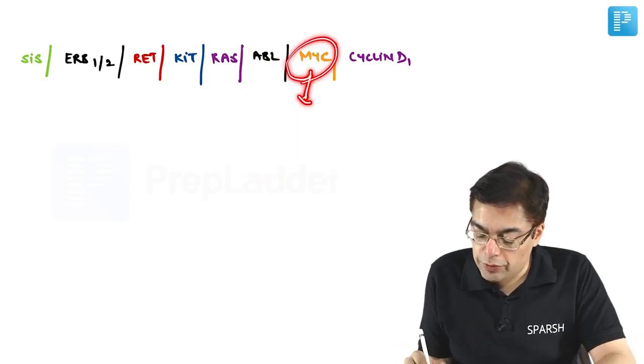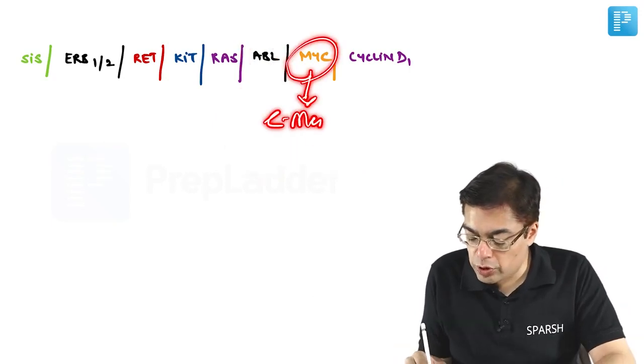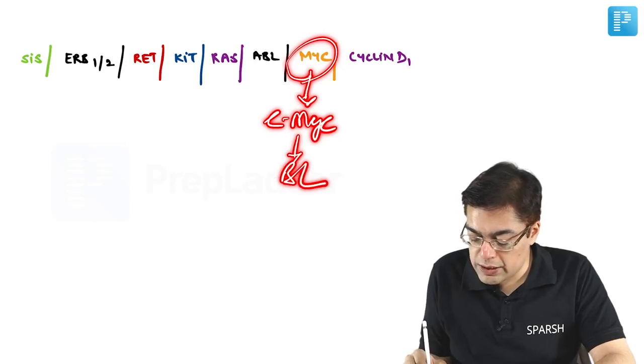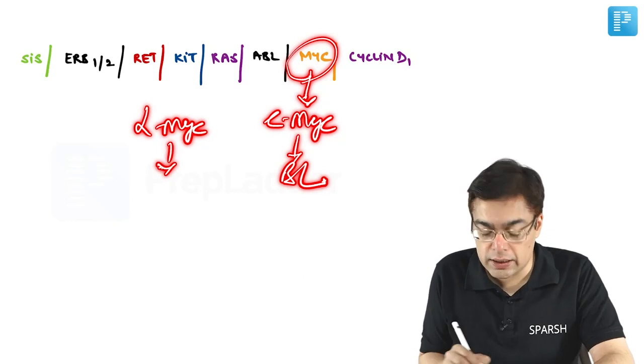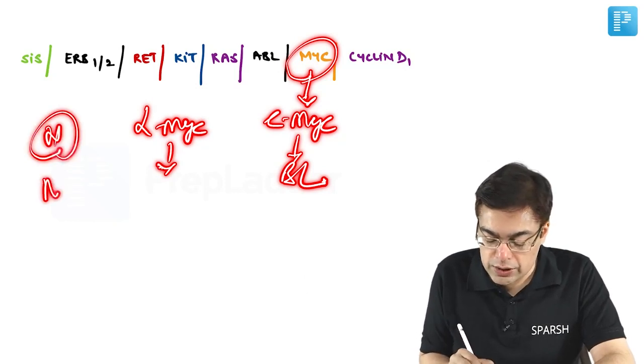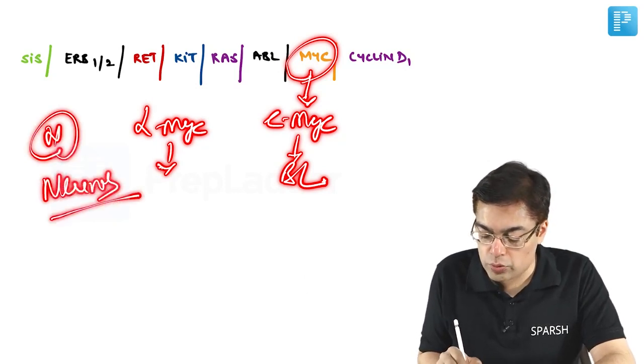Talking about the MYC gene, we need to be familiar with the fact that it is the c-MYC gene which is associated with the development of Burkitt's lymphoma. As and when we are talking about the L-MYC gene, this is associated with development of lung cancer, and when we are talking about the N-MYC gene, that is the one associated with neuroblastoma.